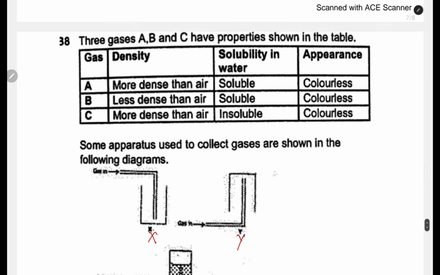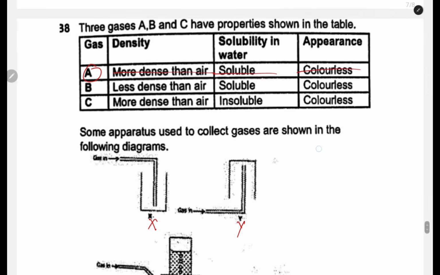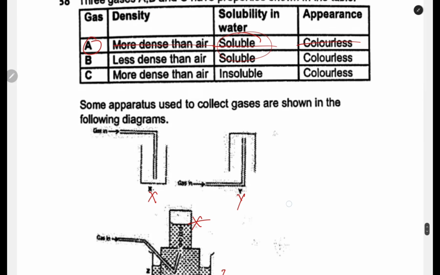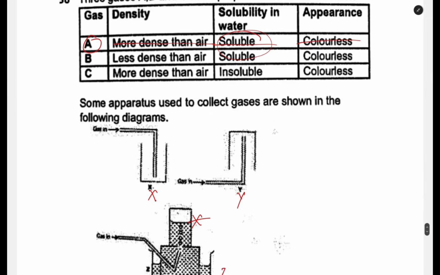So what are the properties of gas A? Gas A is denser than air. It is soluble in water and colorless. If it is soluble in water, it cannot be collected with anything that has to do with water, so automatically it cannot be collected by Z. Now let us look at the others. This one is for when the gas is less dense than air, because normally the gas will go on top here and the air will be down here. But this one is for gas that is denser than air. The air will be on top, then the gas to be collected is at the bottom here.